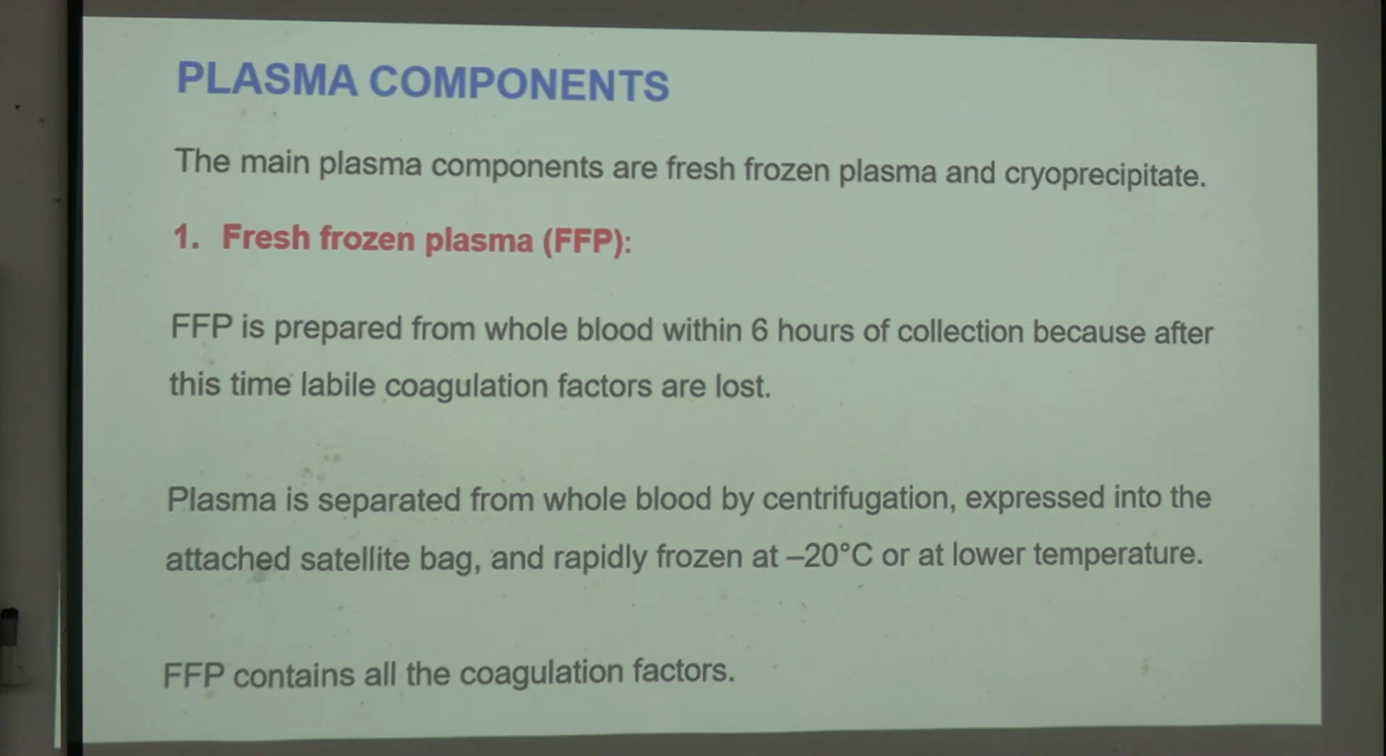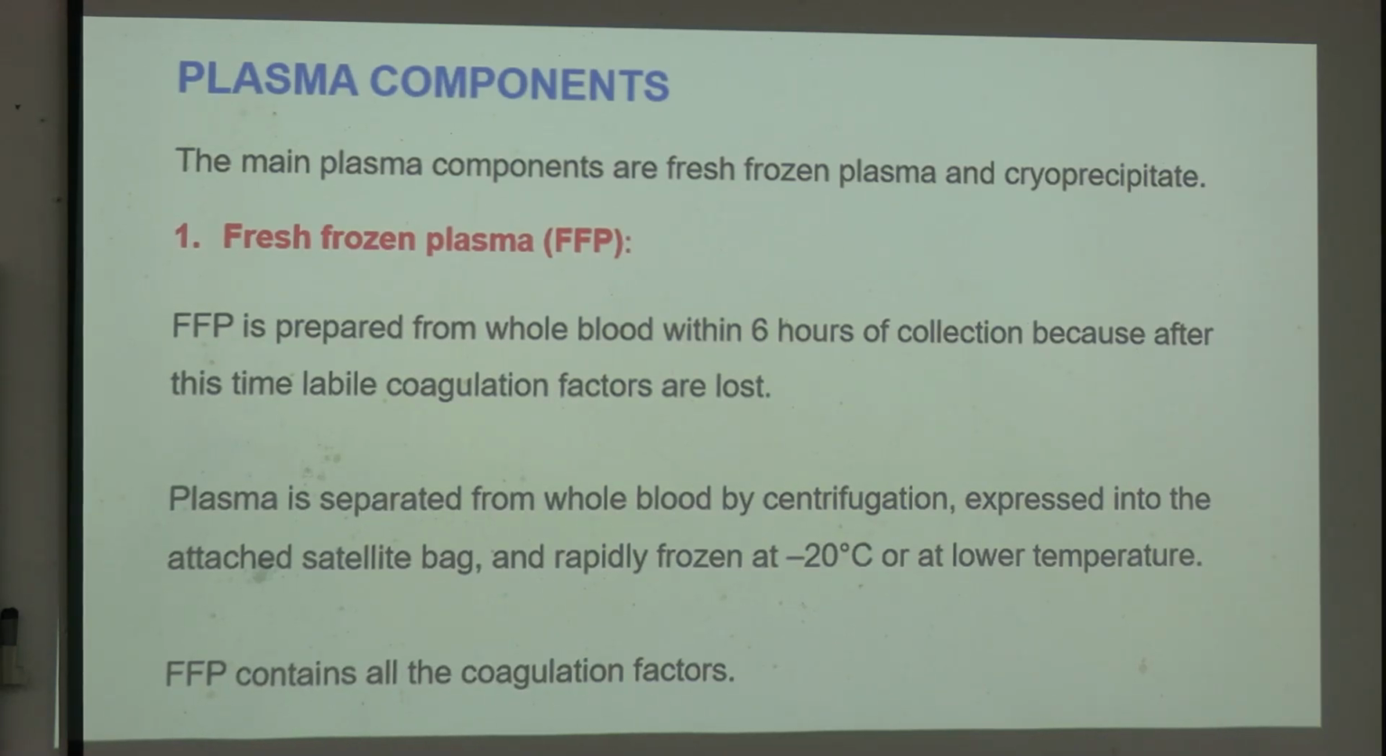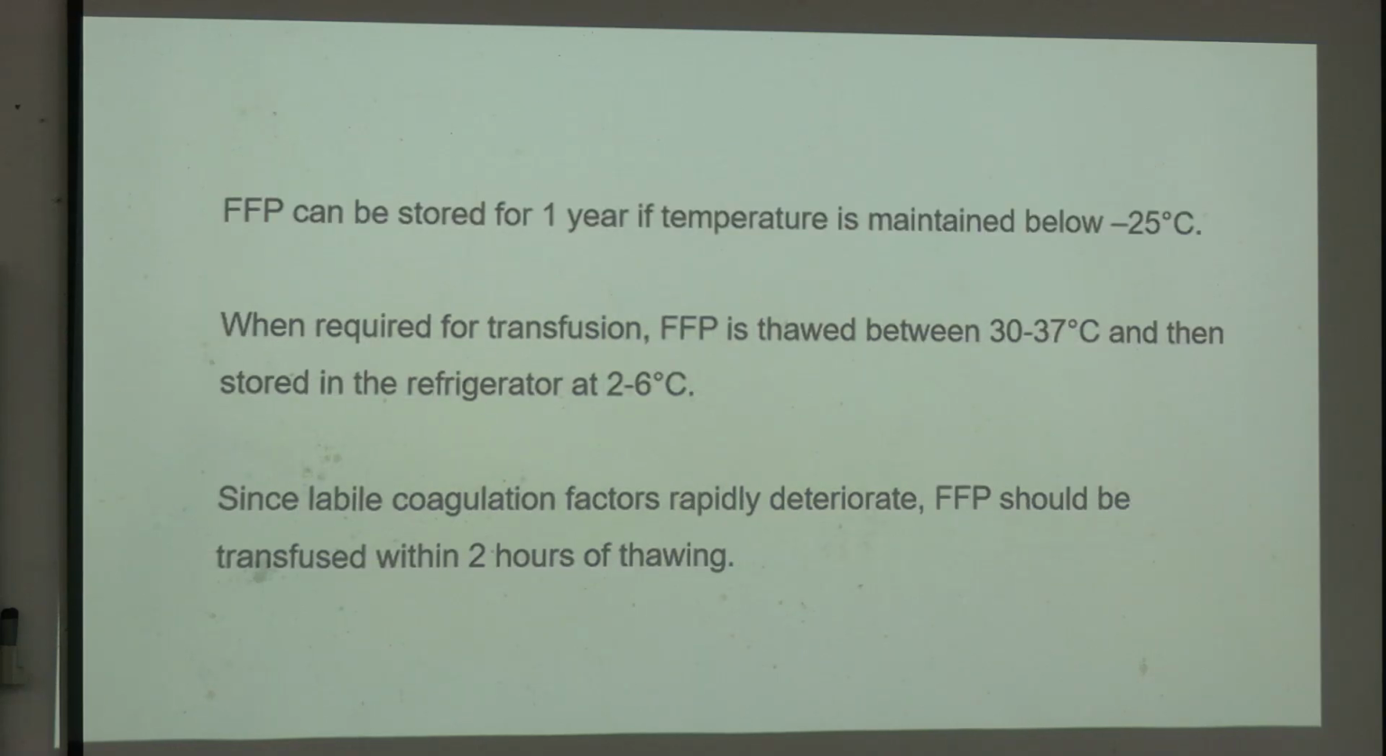Now coming to the last component, that is the plasma component. The plasma components are of two kinds, fresh frozen plasma and cryoprecipitate. Fresh frozen plasma is obtained from whole blood within 6 hours of collection, because after 6 hours the coagulation factors will be lost. It is separated from whole blood by centrifugation and rapidly frozen at -20 degrees centigrade. And FFP contains all the coagulation factors.